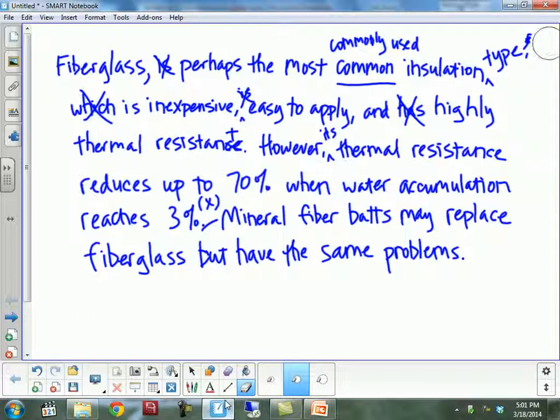Eraser started writing. Perhaps the most commonly used insulation type. I was going to sort of argue the point that saying the most common insulation type implies use. But I actually think I like that better. I think that makes it more explicit. So I agree with you. I think that helps emphasize something that really needs to be emphasized.